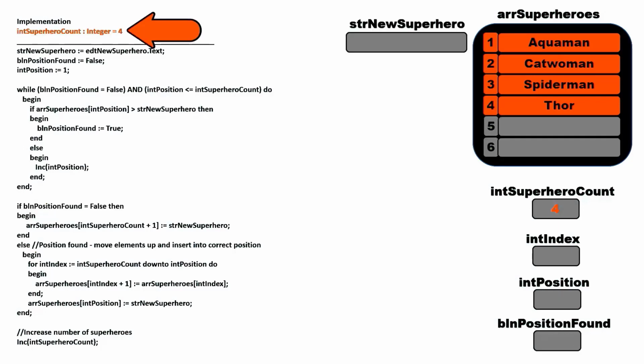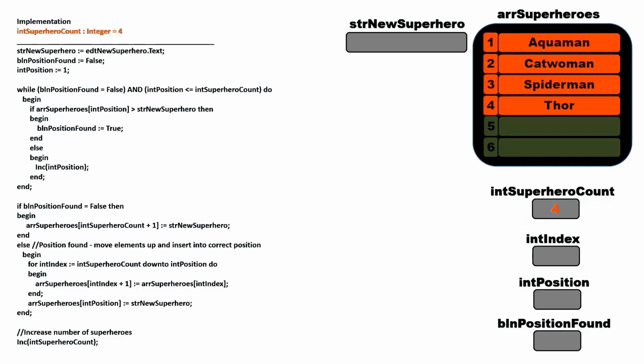The variable that keeps track of the count of names in the array is declared as a global variable, because it must retain its value from one click to another. In this example, we store 4 in this integer, because the array contains 4 names. We do not count the 2 placeholders at the end of the array.